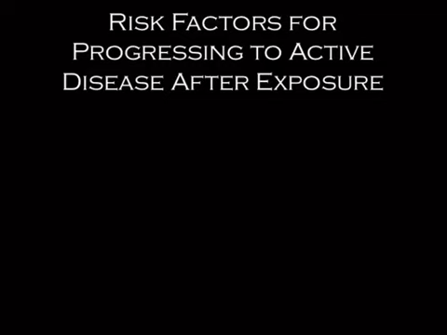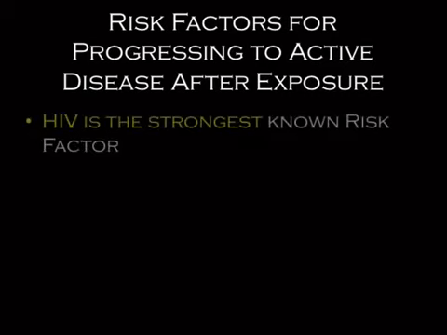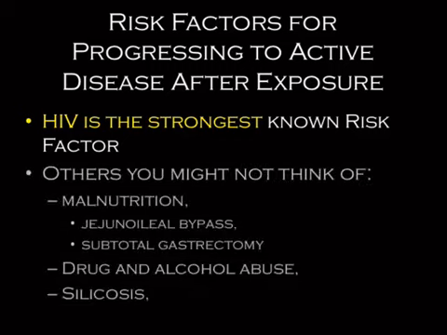Risk factors for progression to active disease after exposure, where you're unable to wall that thing off, that's going to be someone who doesn't have a normal immune system. So the poster boy for that is HIV, and that's going to be the, quote, strongest risk factor. And if somebody would ask you that kind of a question or word it however, that's what you would go to first. Now, there's a whole bunch of other stuff that can do it too, things you might not think about. People who've had weight loss surgeries, people who are just sick people, drug or alcohol abuse, or people who have had silicosis. Silicosis is a risk factor for TB.